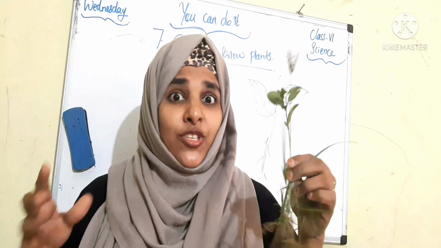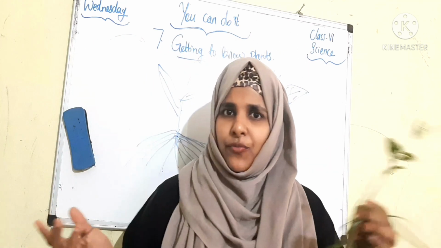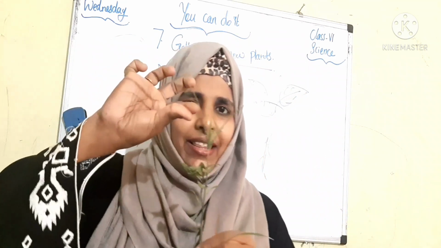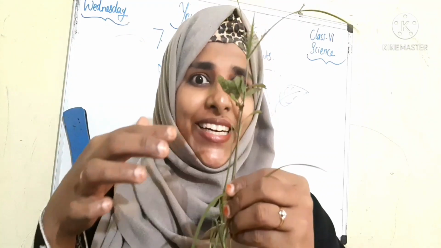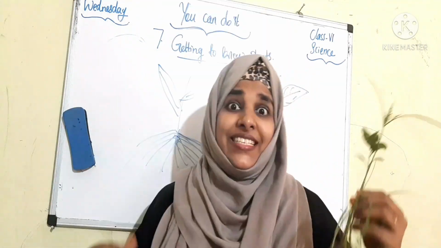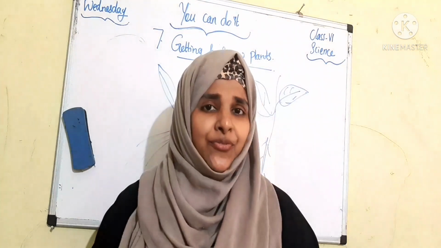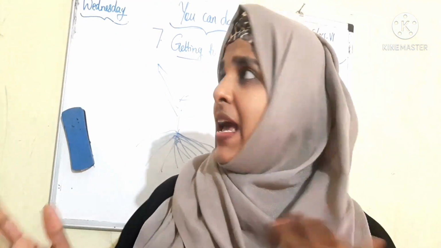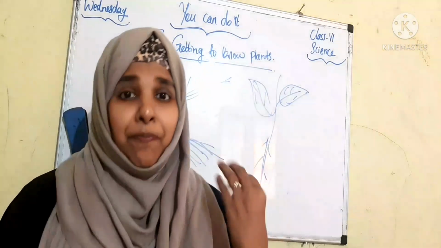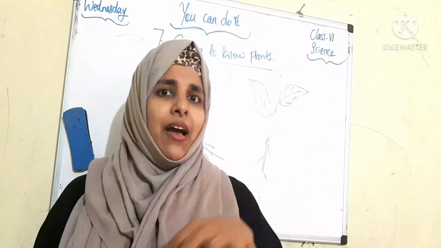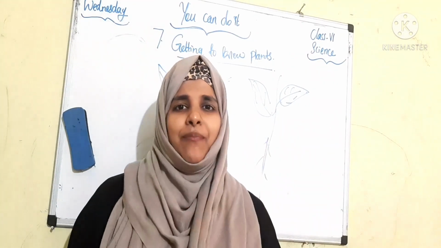Okay, children? So students, you don't have to dig the soil to check the roots. You just look at the leaves of the plants. Then you can easily identify which type of root it has. I already informed you that the functions of roots are holding the plants in the soil and also absorbing water and minerals from the soil.